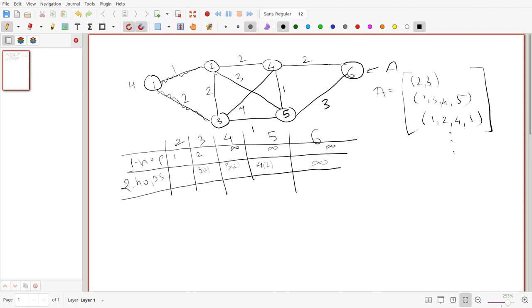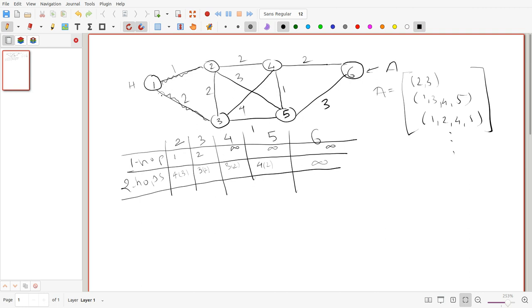So via node 3, I can get to node 2. Okay, and how much time does it take? Well, it takes 2 plus 2, 4 units of time to get to node 2 via 2 hops. Okay, so I'm going to say 4 units of time via node 3. And then, how much time does it take to get to node 4?